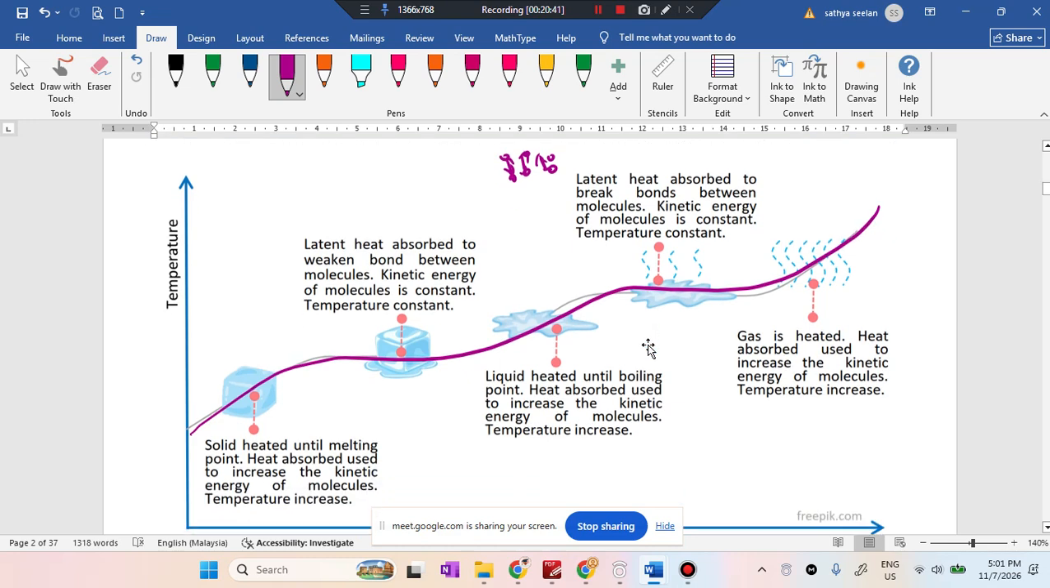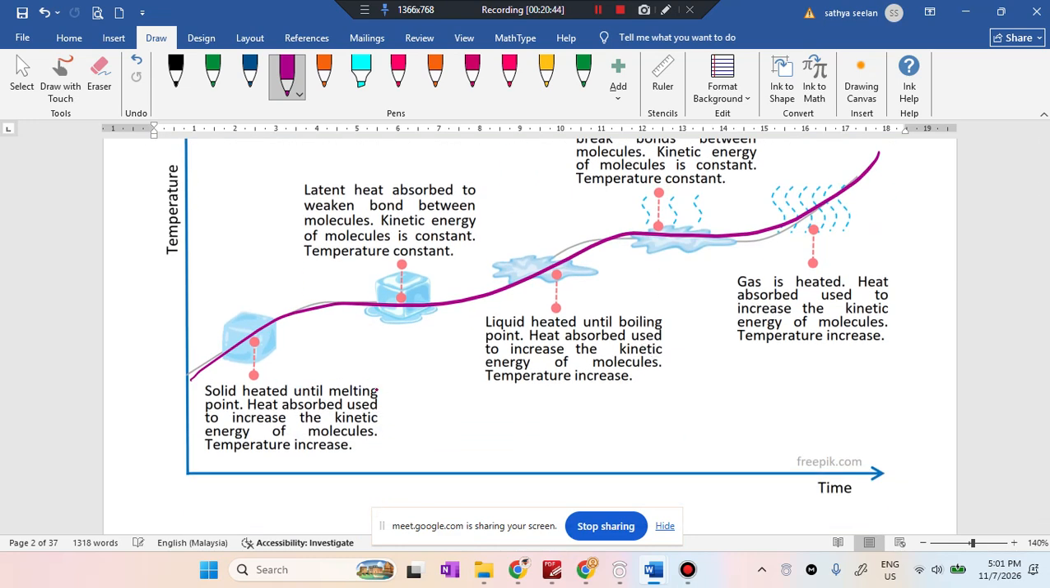Okay? Now, solid is heated until the melting point. So, this is your melting point. And remember, melting point is also known as freezing point. It's the same thing. Dia tak akan berubah. Heat absorbed is used to increase the kinetic energy of the molecule. Nampak dah? Di sini kinetic energy increase dah. Maksudnya, theta akan meningkat. Oleh sebab theta akan meningkat, kita gunakan di sini Q equal to mcθ.